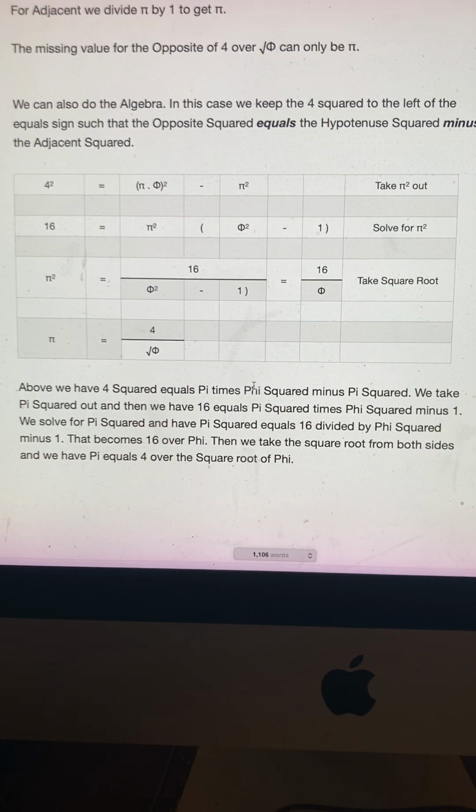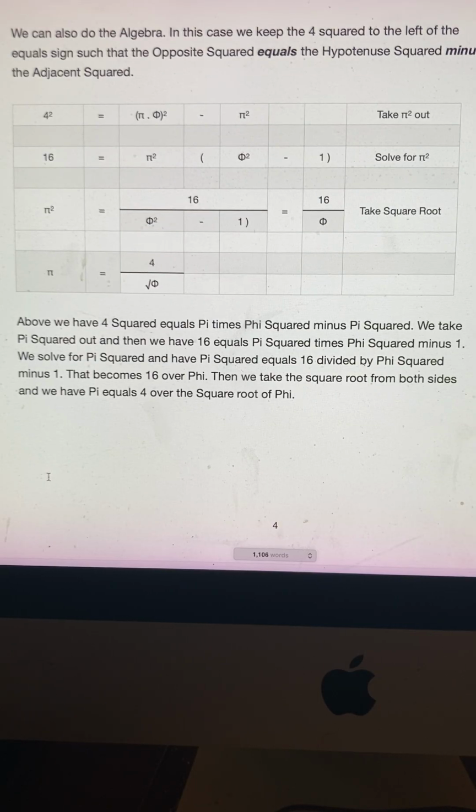We can also do the algebra. In this case, we keep the 4 squared to the left of the equal sign such that the opposite squared equals the hypotenuse squared minus the adjacent squared. Above we have 4 squared equals pi times phi squared minus pi squared. We take pi squared out and then we have 16 equals pi squared times phi squared minus 1. We solve for pi squared and have pi squared equals 16 divided by phi squared minus 1. That becomes 16 over phi. Then we take the square root from both sides and we have pi equals 4 over the square root of phi.